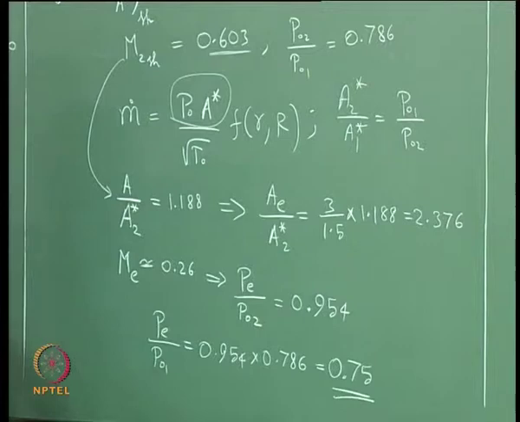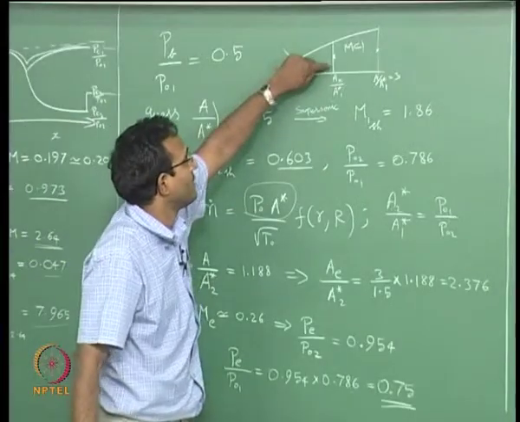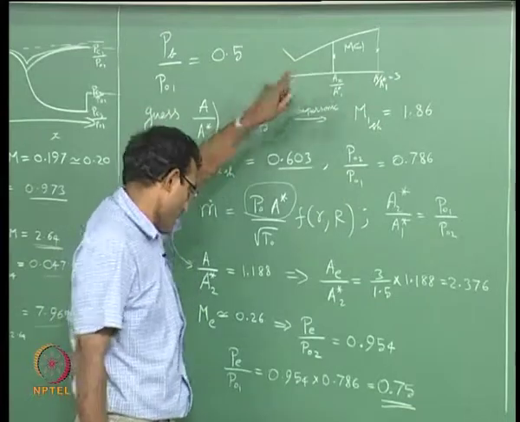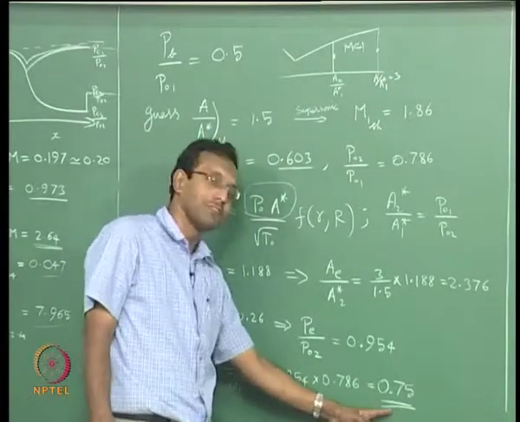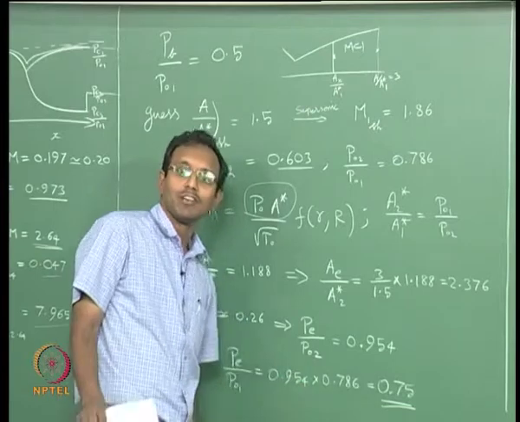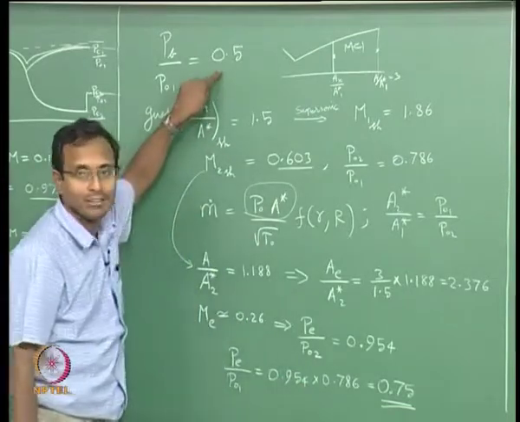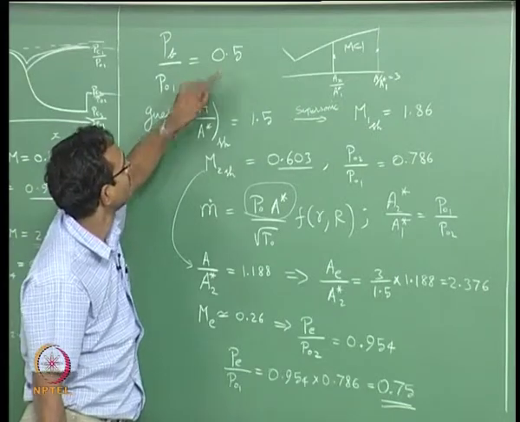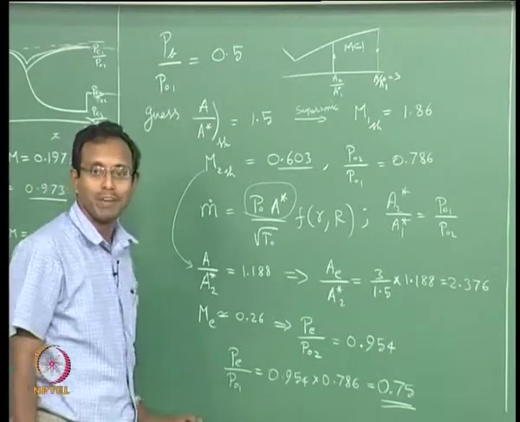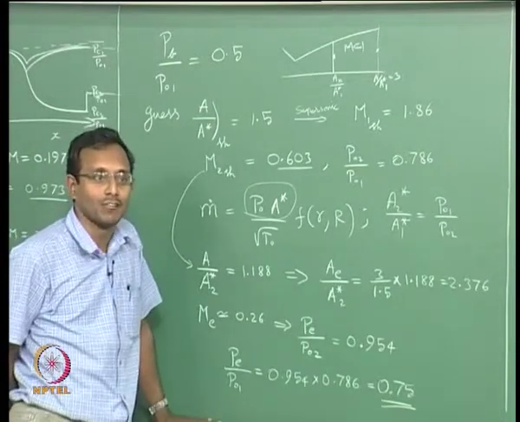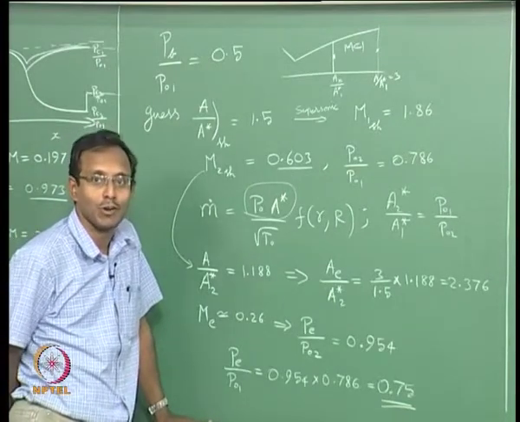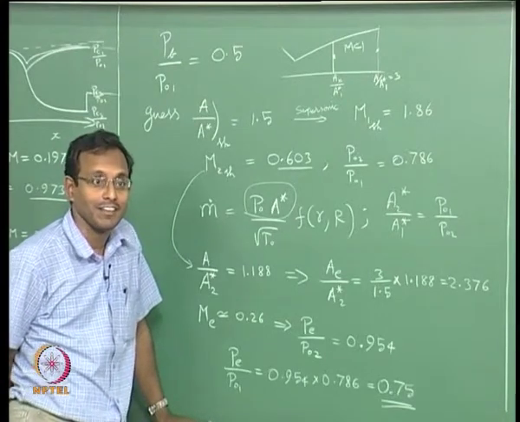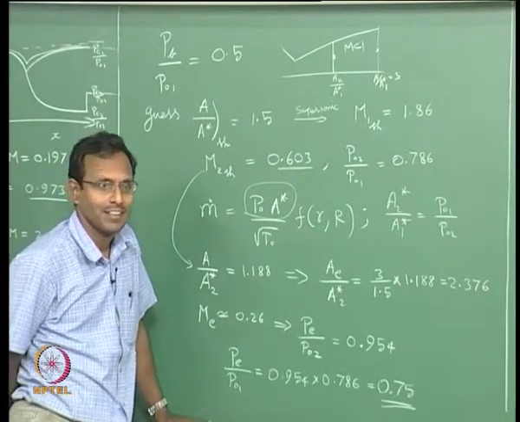Okay. If my shock happens to be at A by A star of 1.5, then I am going to have an exit pressure of 0.75. But what was our target? 0.5. I did not meet it. Okay. So what should I do? What should be my next guess for my A of shock? Where is the shock going to be located? What should be my next guess? Area higher, area lesser? Area higher, why?